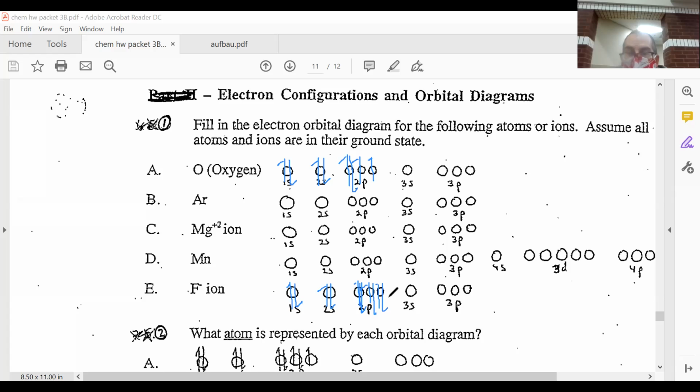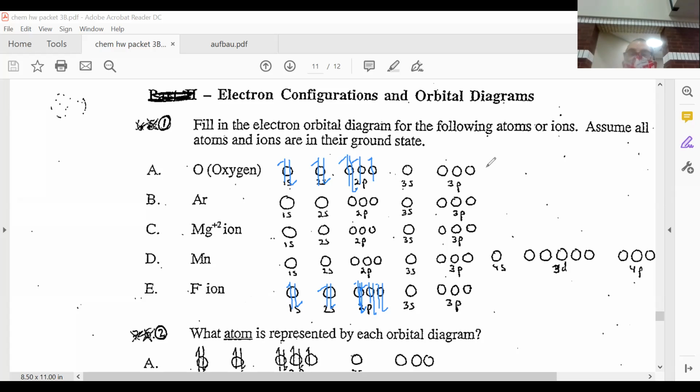These are completely filled. Actually, this is the first shell. These two combine to make the second shell. You got 2 shells completely filled. The F minus ion now becomes like the noble gas neon, which is a very stable electron structure.